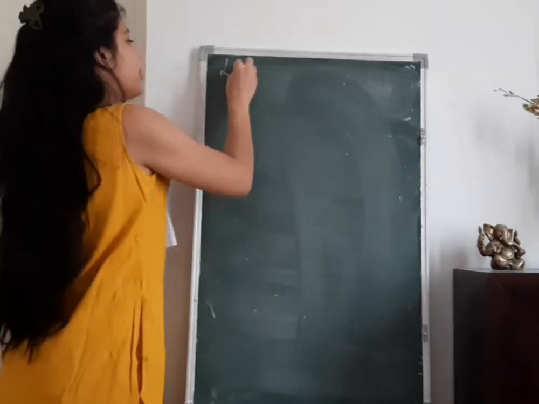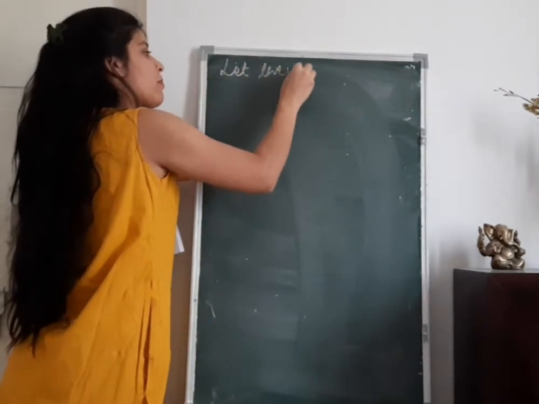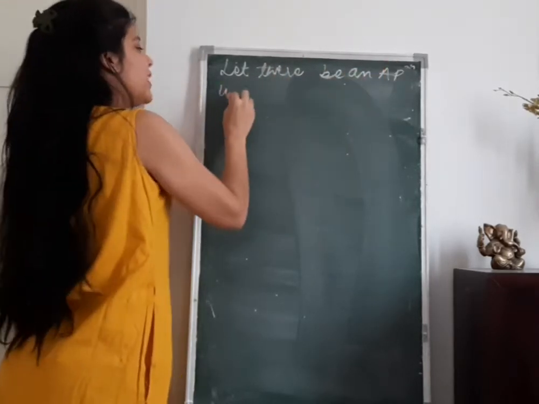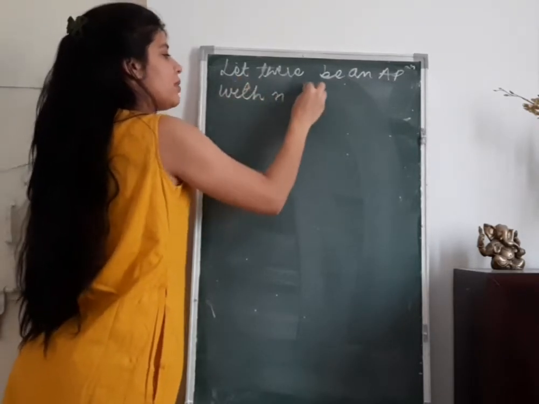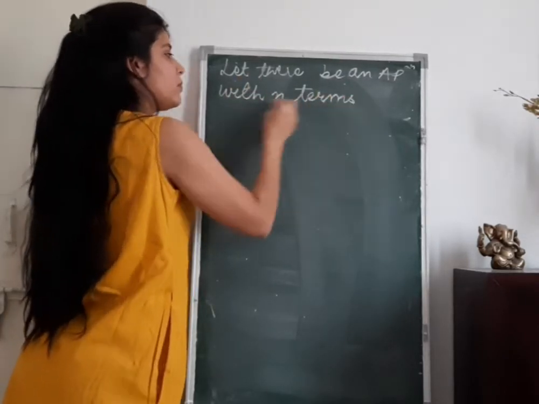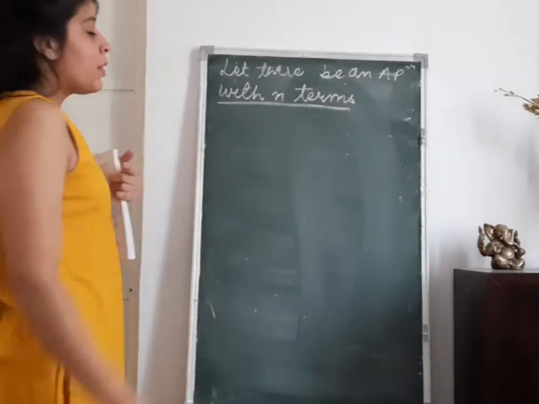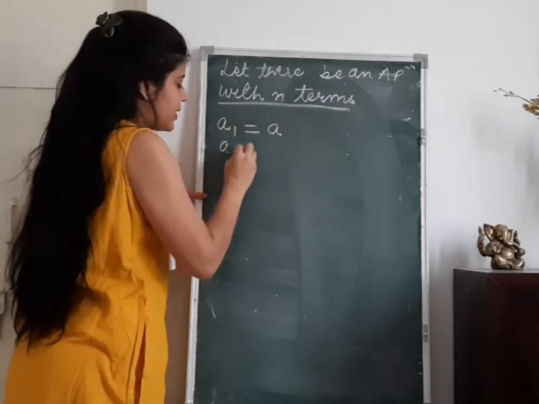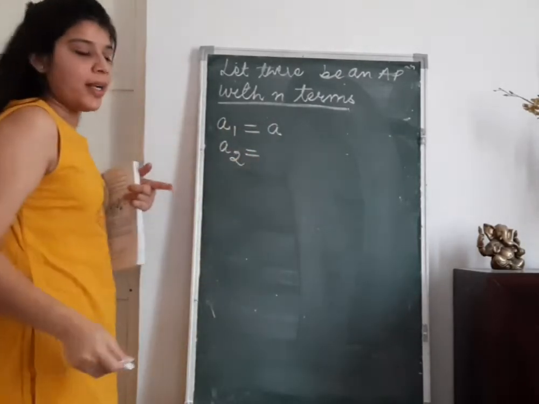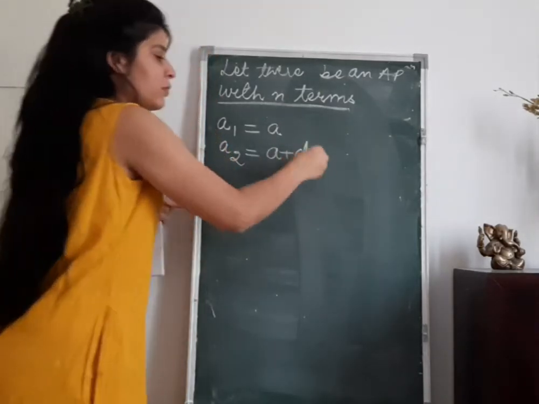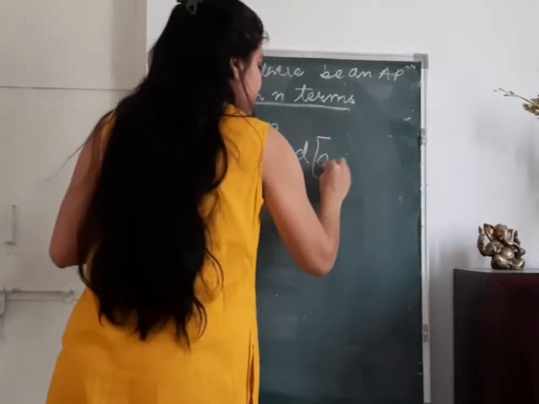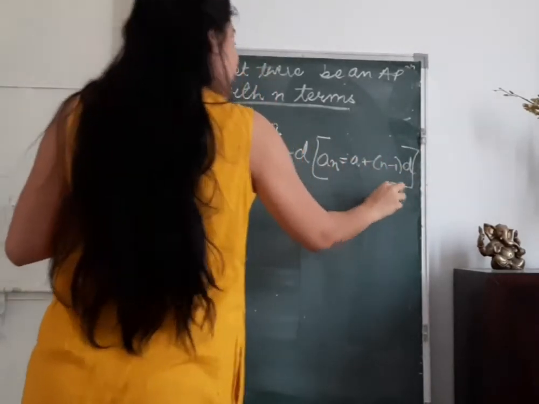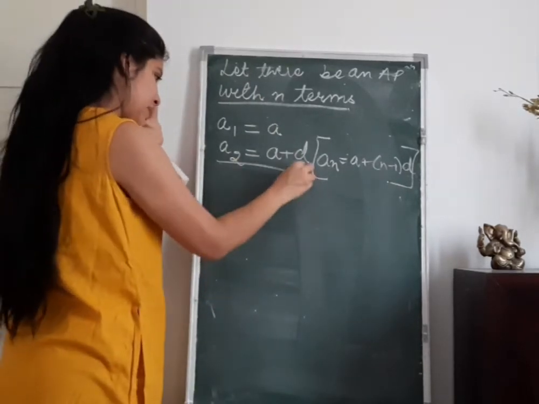Let me take an arithmetic progression with n terms. The first term for this AP will be A. The second term becomes A plus D. How have I found this out? An is equal to A plus n minus 1 into D. Right, and if I put n as 2 here, I will get A2 as A plus D.